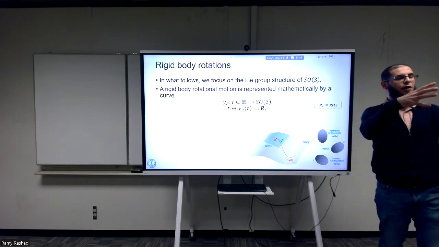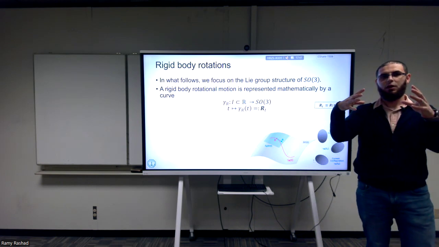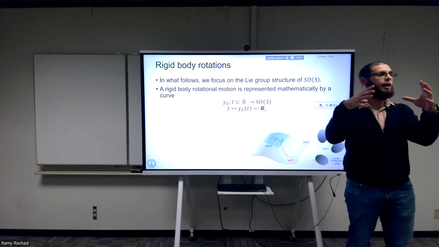Let me give you an example. If you have the surface of the sphere, where is the special point called identity?